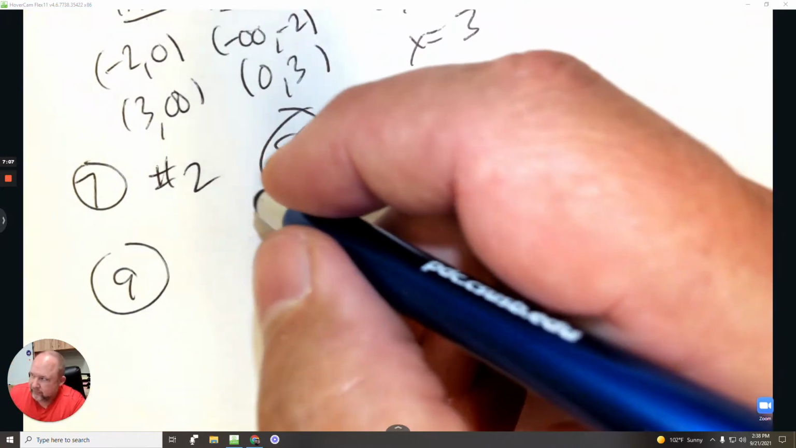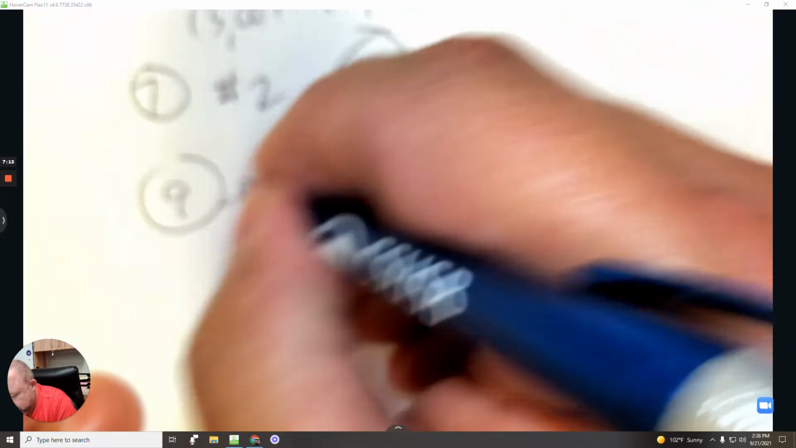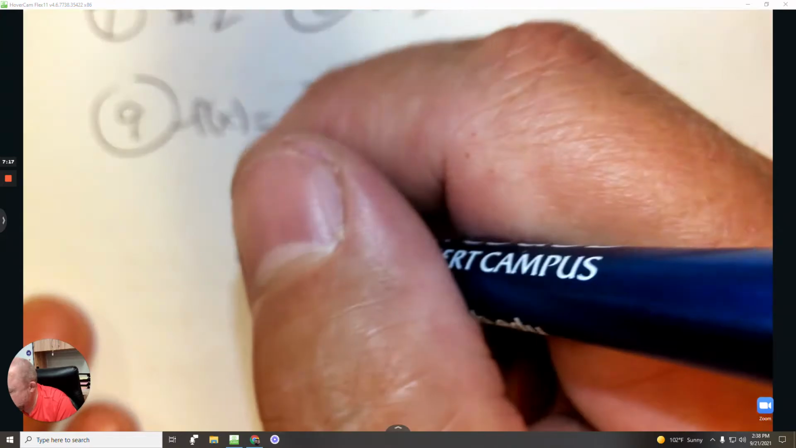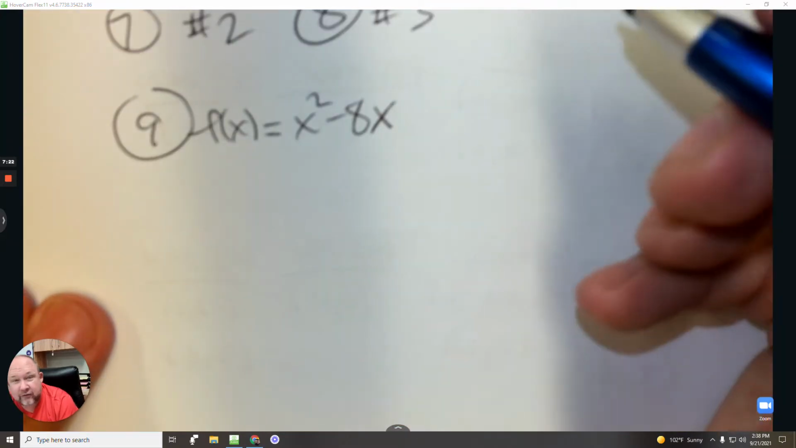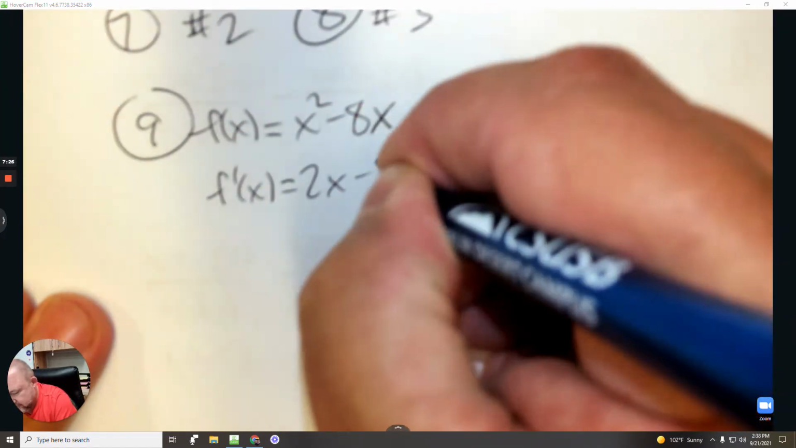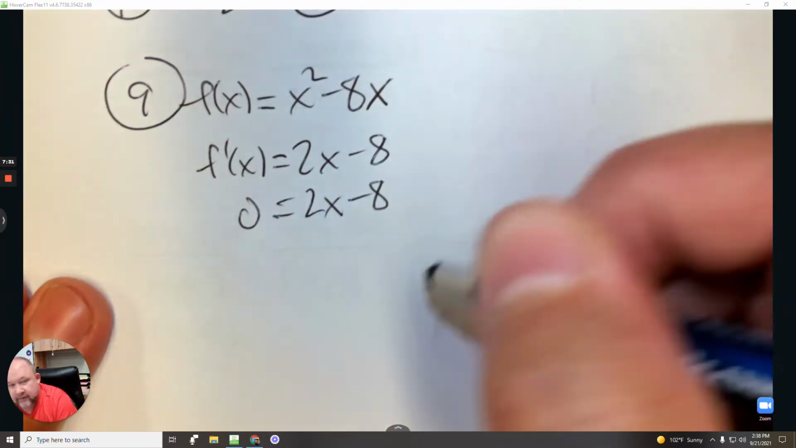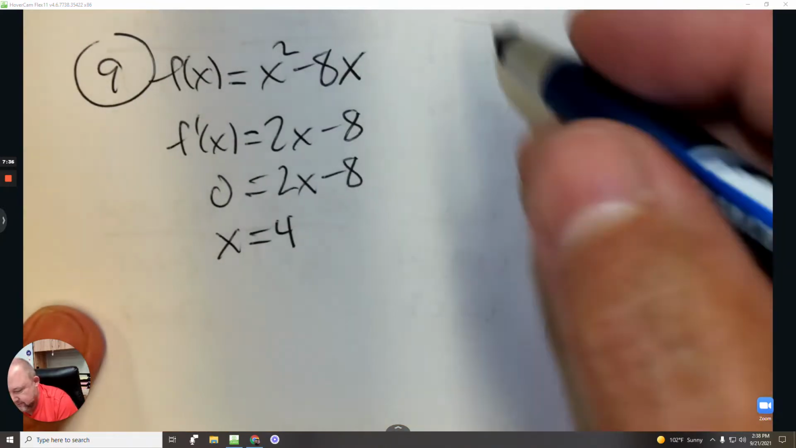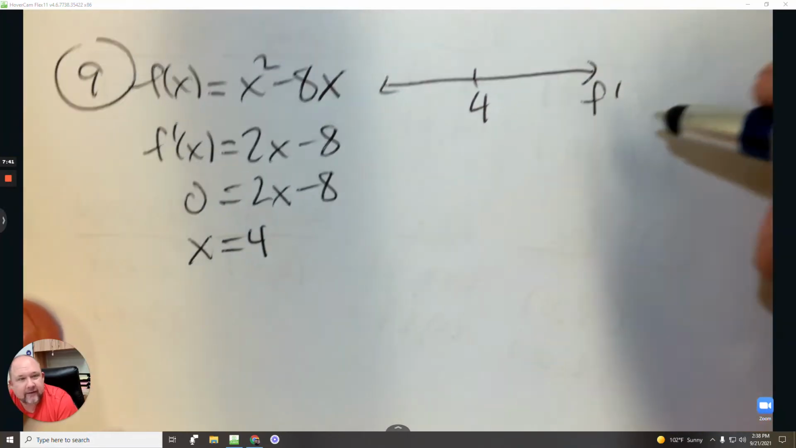Number 9 says, you're given a function and you have to find increasing, decreasing, and maximums and minimums. So I'm going to take the derivative and then make it equal to 0. When I solve this, x equals 4, that's a critical number. So I'm going to draw a number line for the first derivative and label 4 on it.